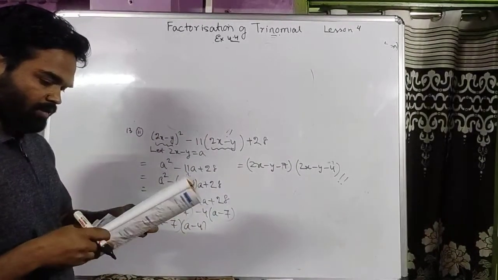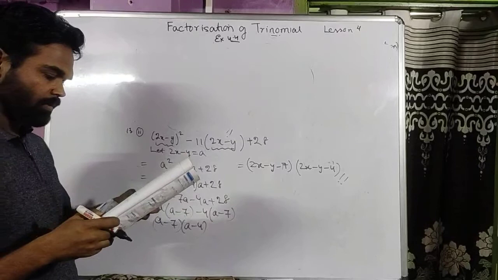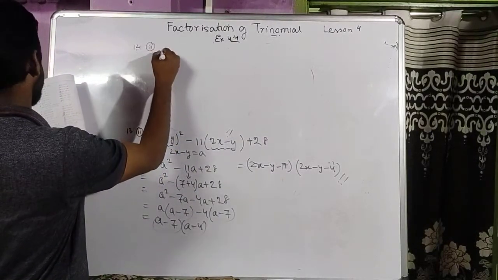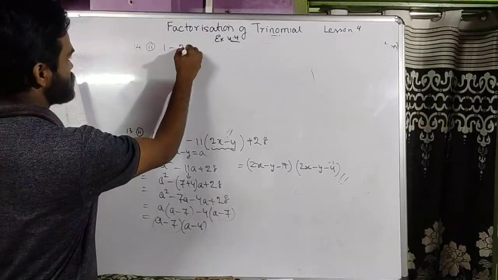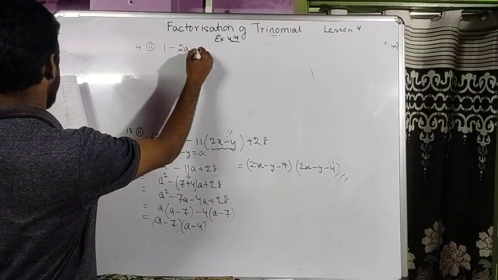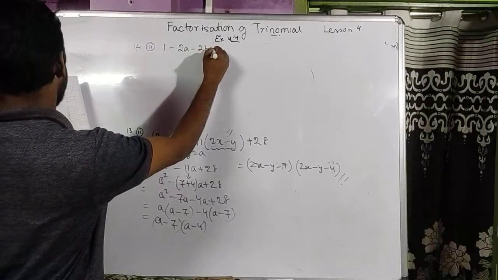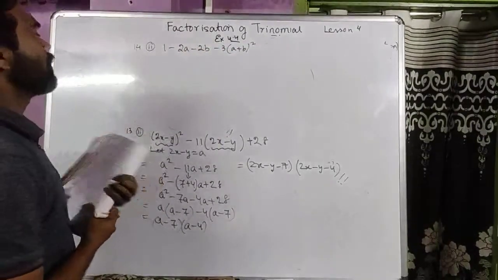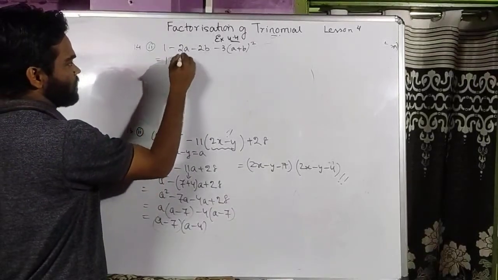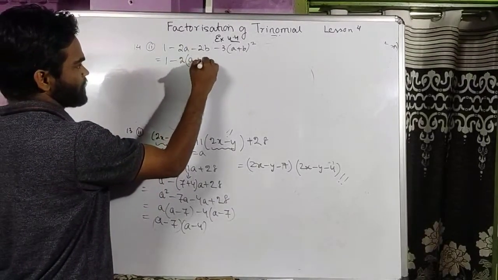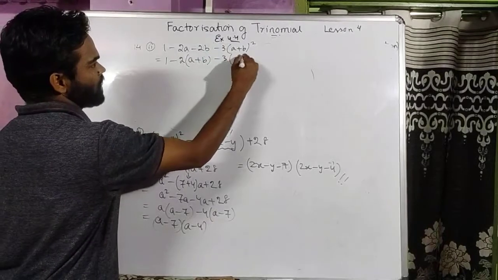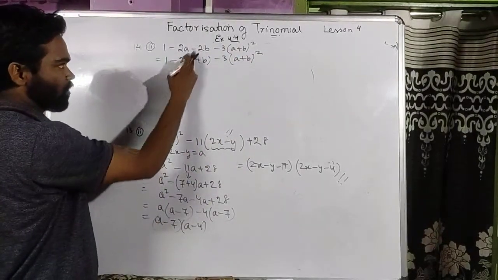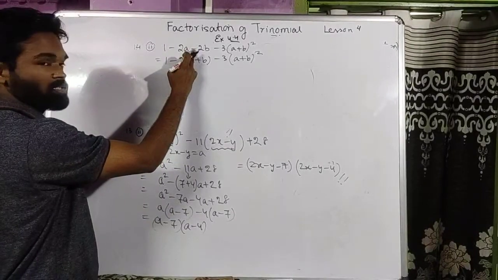Now we'll look at sum number 14 part 2. Similar to this, 1 minus 2a minus 2b minus (3a plus b) whole square. Now look carefully. Can I write this as 1 minus 2 taken common, so (a plus b) minus (3a plus b) whole square? Minus 2 taken common, so this sign will become positive.